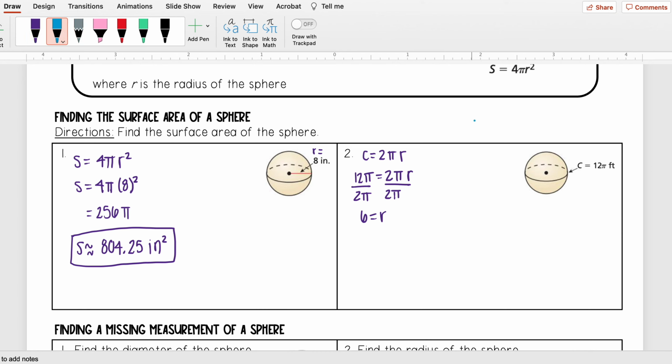Now that I have my radius, I can go ahead and find my surface area. So again, my surface area is 4 pi r squared. Well, I know my radius is 6, so I have 6 squared. 6 squared, I get 36. 36 times 4, I get 144 pi. And when I do 144 times pi, I get approximately 452.39 feet squared.